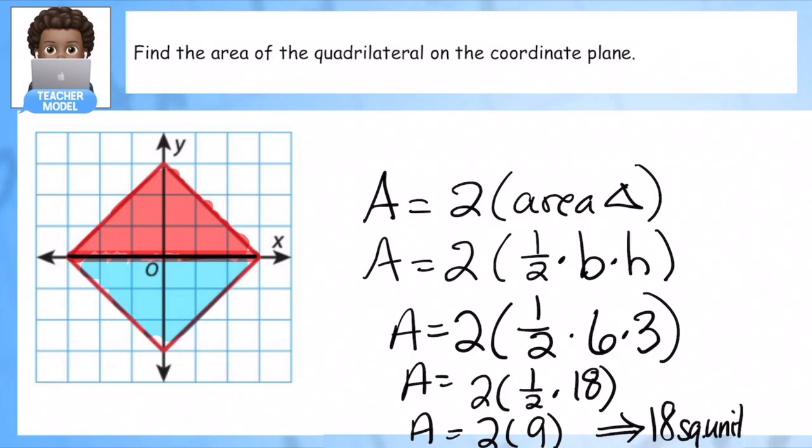So once again, big takeaway: when we have a figure that we're unsure about the area, you can use your visual, you can decompose it into triangles and rectangles. And it's even easier when we have a coordinate grid because we have the vertical and horizontal lines.